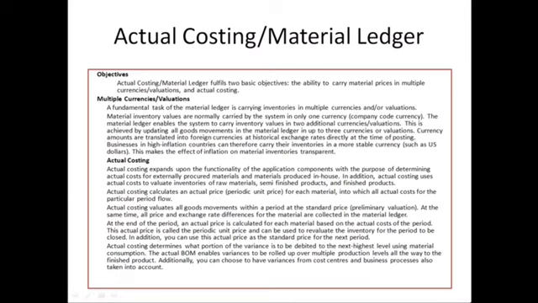At the end of the period, an actual price is calculated for each material based on the actual cost of the period. This actual price is called the periodic unit price and can be used to reevaluate the inventory for the period which is to be closed. In addition, we can use this actual price as the standard price for the next period also.